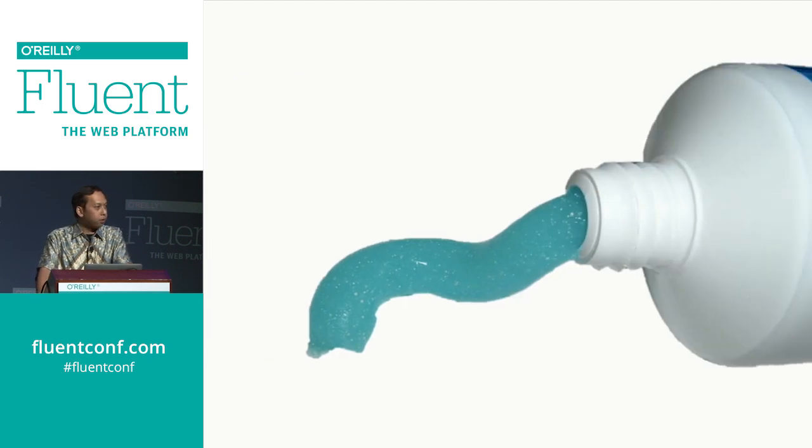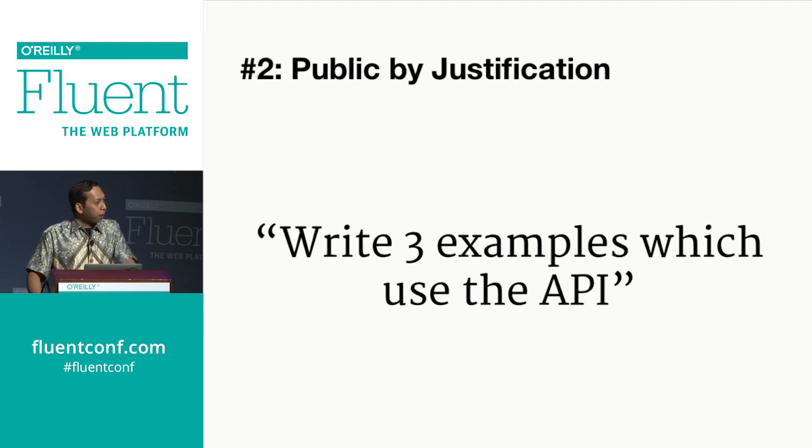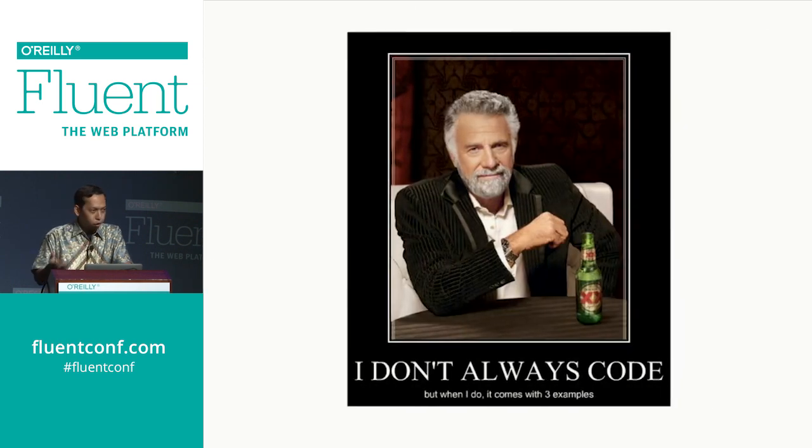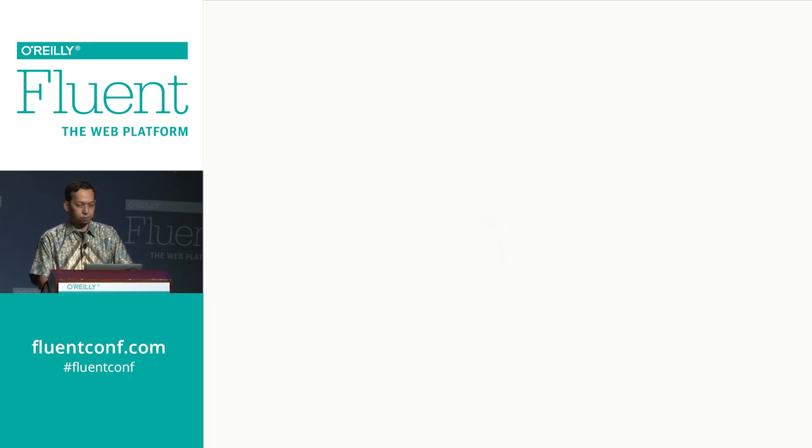It's basically like toothpaste. When it's out, you don't want to take it back, or even you can't. And if you want to make it public, you have to justify it. The way to justify it is by writing 3 examples, totally different examples, not the same example repeated 3 times, that use the API. This way you have a solid argument that you made this public because there are 3 different use cases. So don't make an API public unless you write 3 examples. Unit tests don't really count as examples because you may just repeat the same pattern over and over again.